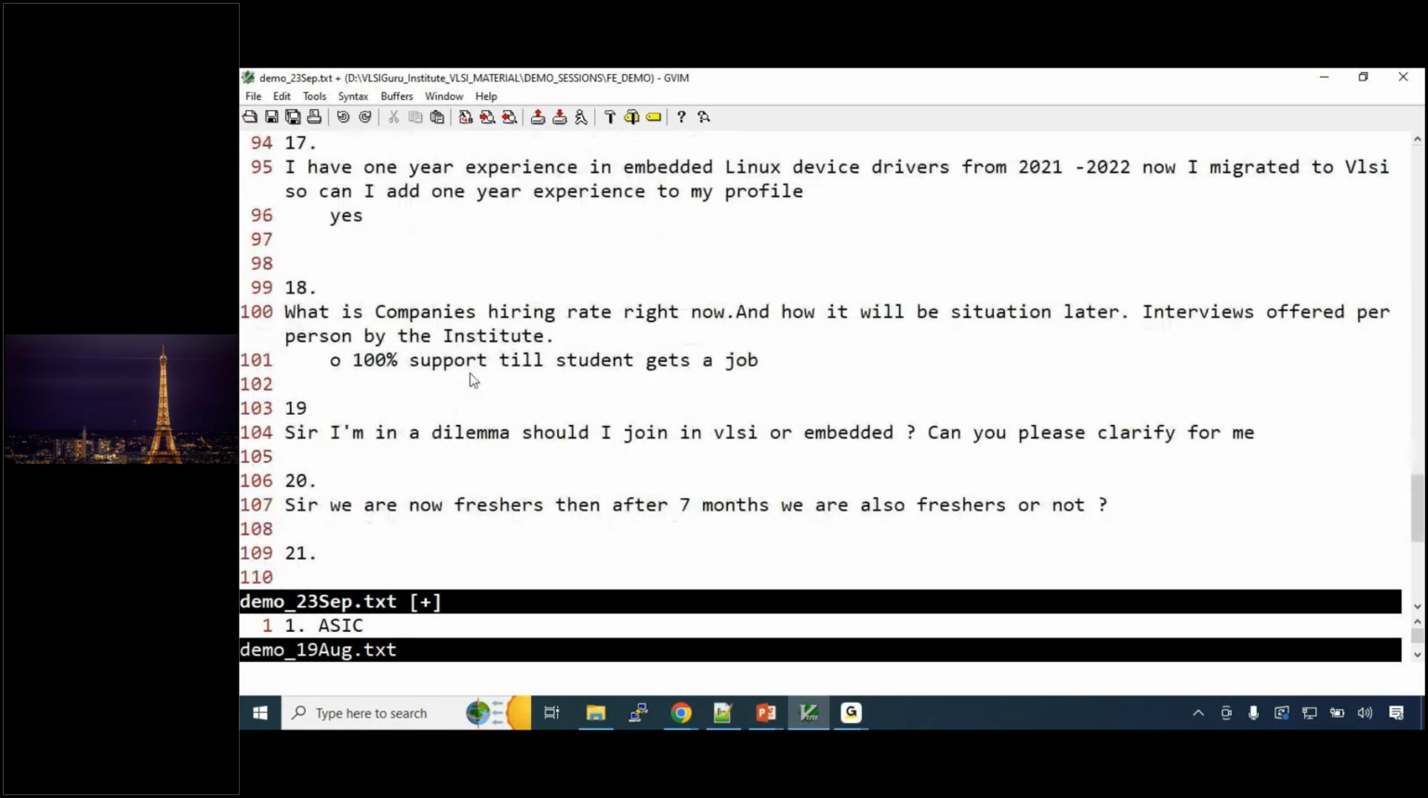I hope you got it. Interviews: there is no limit on the number of interviews. You could get 5 opportunities, 10 opportunities, 20 opportunities. You will keep getting the opportunities till you get a job.